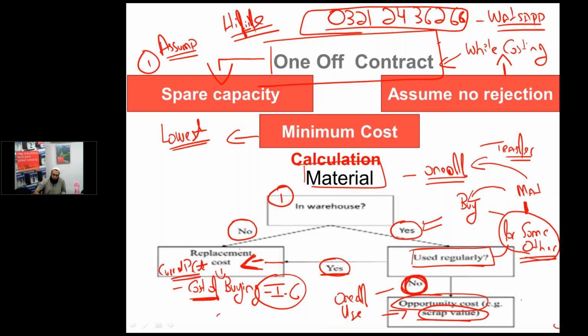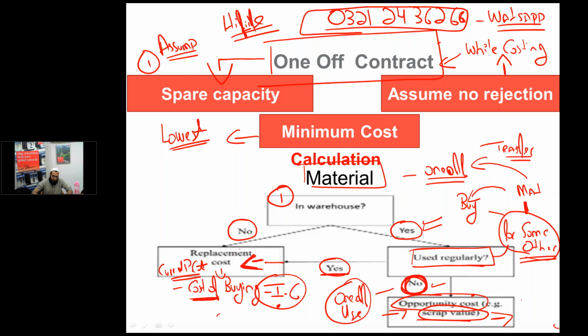So once you use the one-off material on a one-off contract, what you lose... don't go till 1 o'clock, be with me, it is important. The opportunity cost will be the loss of scrap value. If you have any material in the warehouse which is of no use, and you use it on a one-off contract, the benefit you lose is scrap value. This will be opportunity cost, charged to the one-off contract. Got it, guys? So this is incremental, this is opportunity.